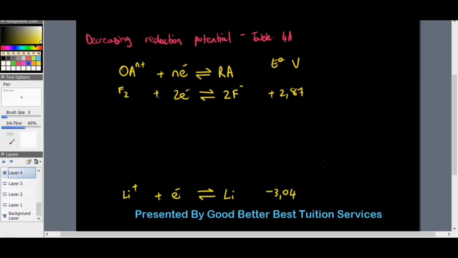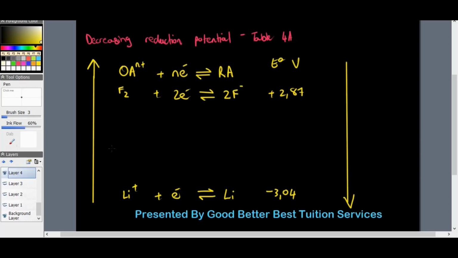So how this works is that for the decrease in reduction potential for table 4A, you basically have two arrows. You have one arrow that is going up, and one arrow that is going down, on either side of the table. An arrow that is going up like that, and one that is going down like that. So what's happening with the arrow that is going up?